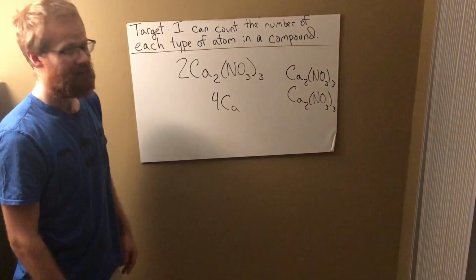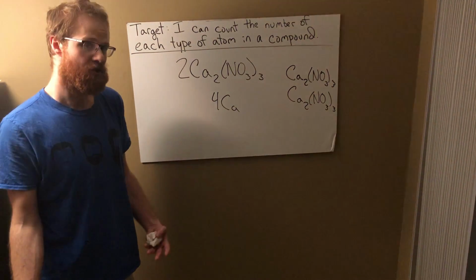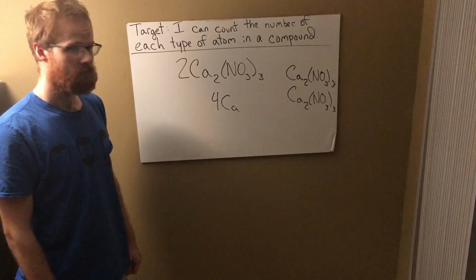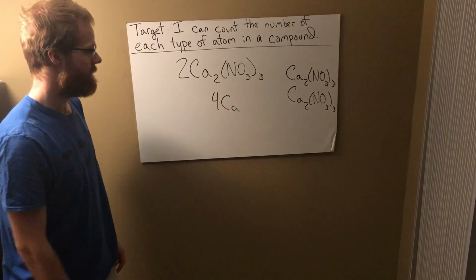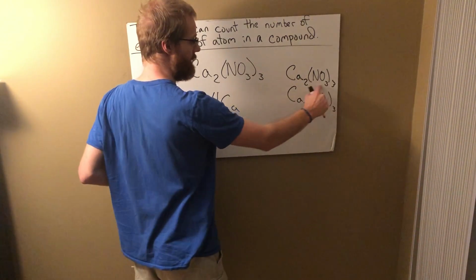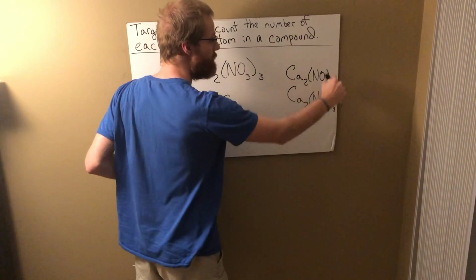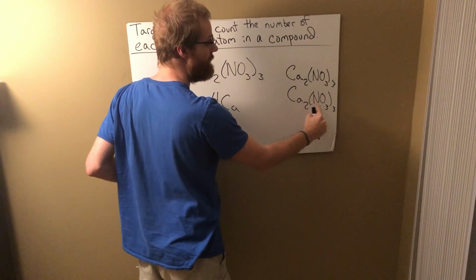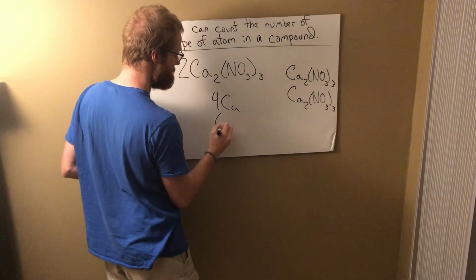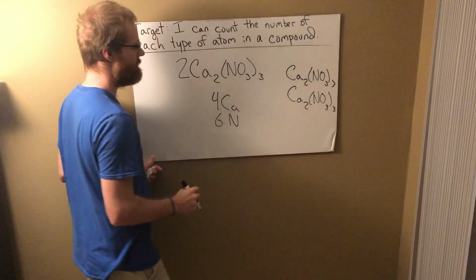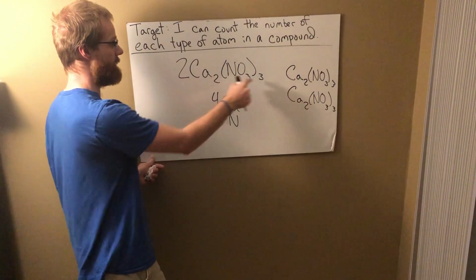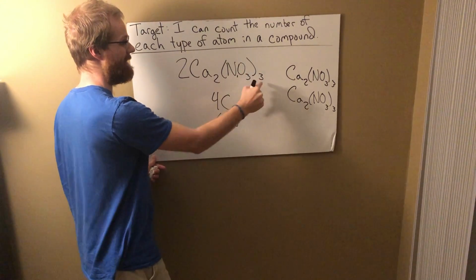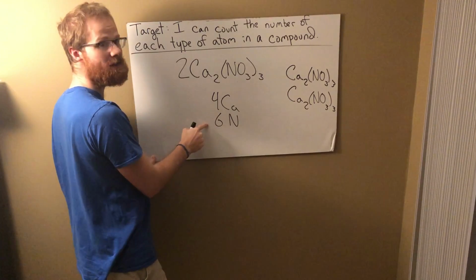Here's the tricky part. How many nitrogen and oxygen do we have in this molecule? Let's go over it. So we've got 3 nitrogen atoms in one molecule. So we're going to have an additional 3 nitrogen atoms if there were 2. So that's 6 nitrogen. And a great way to double check that is 2 times 1 times 3, it's still going to be 6.